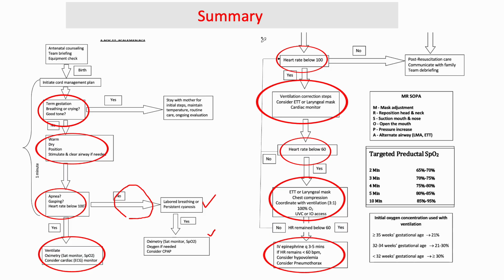If your heart rate still remains below 60 and you have given epinephrine, it's not coming up, think of other etiology. Is it a pneumothorax there? Is it some hypovolemia? Like I said, sometimes the history tells you, if there is a motor vehicle accident and the mom was bleeding, you assume that there is some placental abruption and baby might need blood earlier, or the fluid resuscitation. There are a few boxes there. One is MR. SOPA, one is target preductal sat, and the oxygen requirement. Again, just pause the slide, look at it so that you know it.